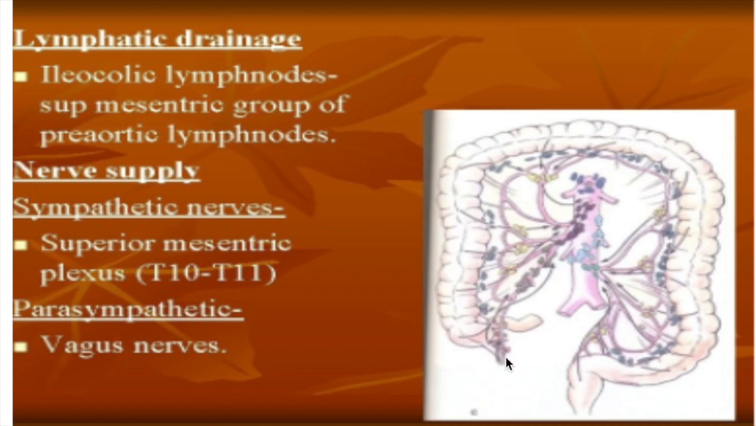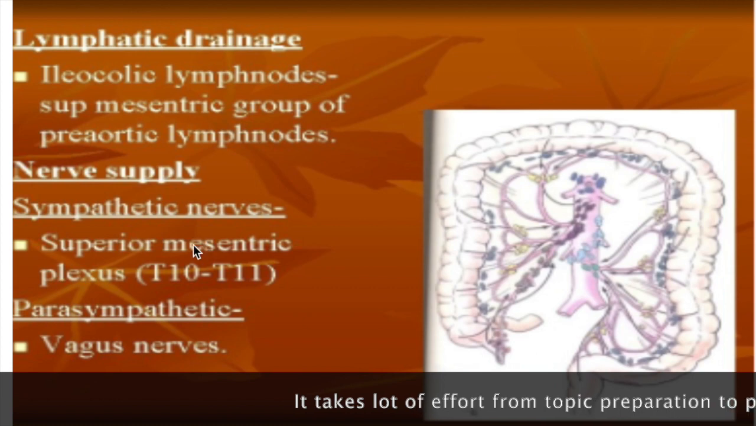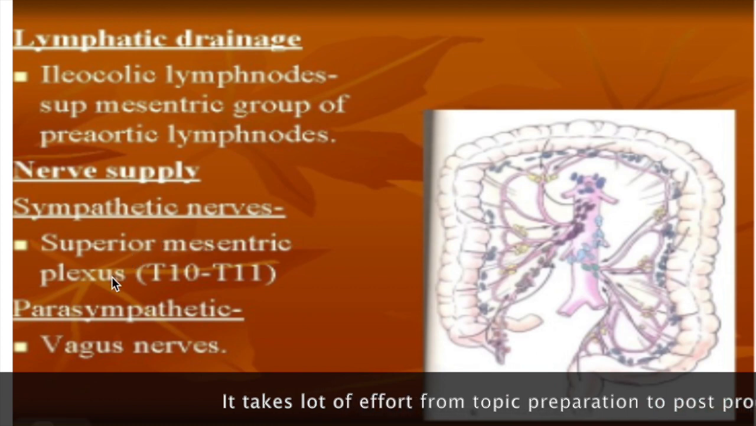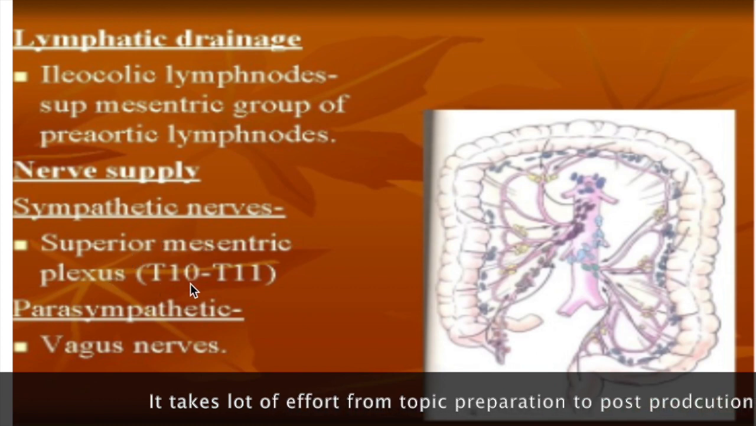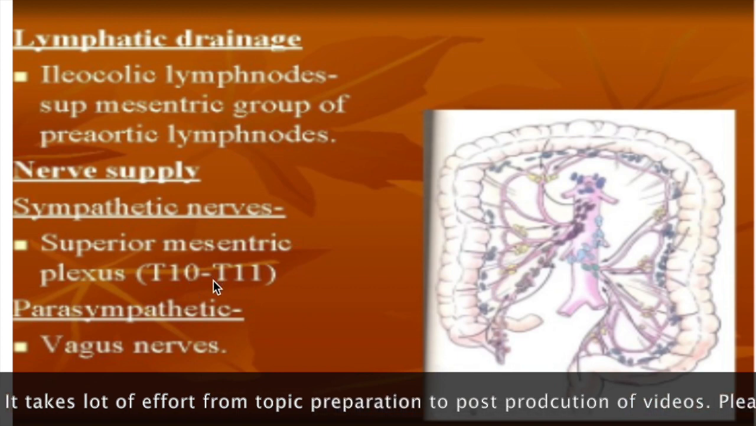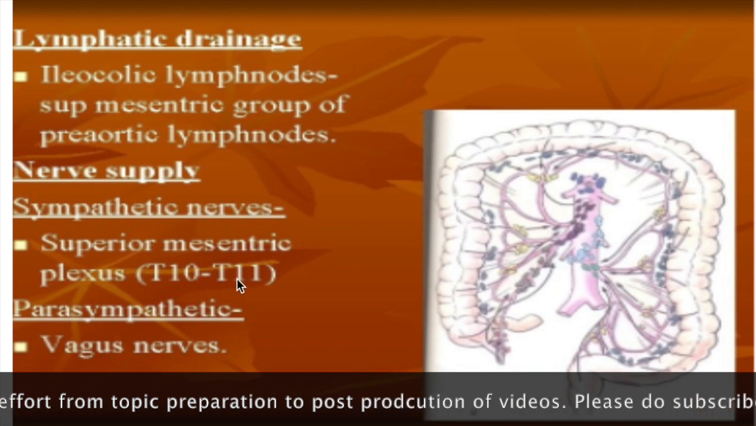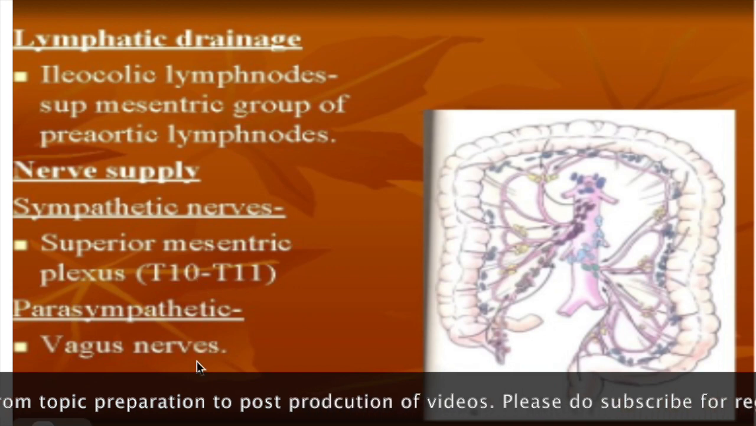Next, we'll see the lymphatic drainage. The cecum is supplied by the ileocolic group of lymph nodes. Further, it drains into the superior mesenteric group of pre-aortic lymph nodes. Now the nerve supply: it is by two types, sympathetic and parasympathetic. Sympathetic supply is by the formation of the superior mesenteric plexus, and it is contributed by T10 to T11. In some books it is given as T10 to L1 also. Next, parasympathetic is by the vagus nerve.